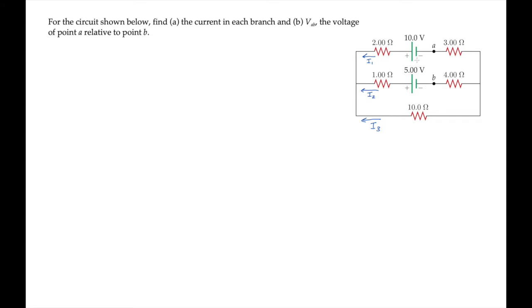The first loop rule will be for this loop at the top, the second one for this lower loop, and for the node rule, I'll use this node that I'll indicate in blue.